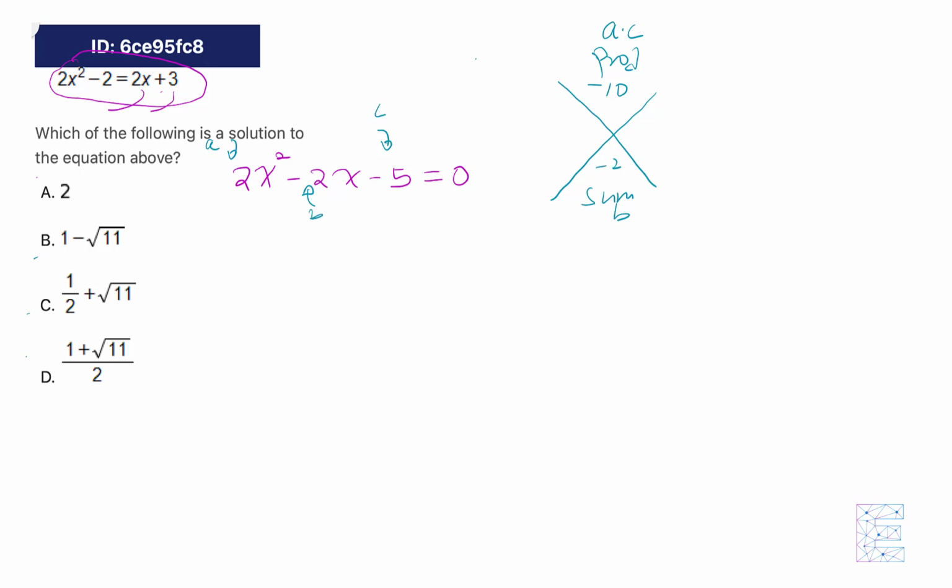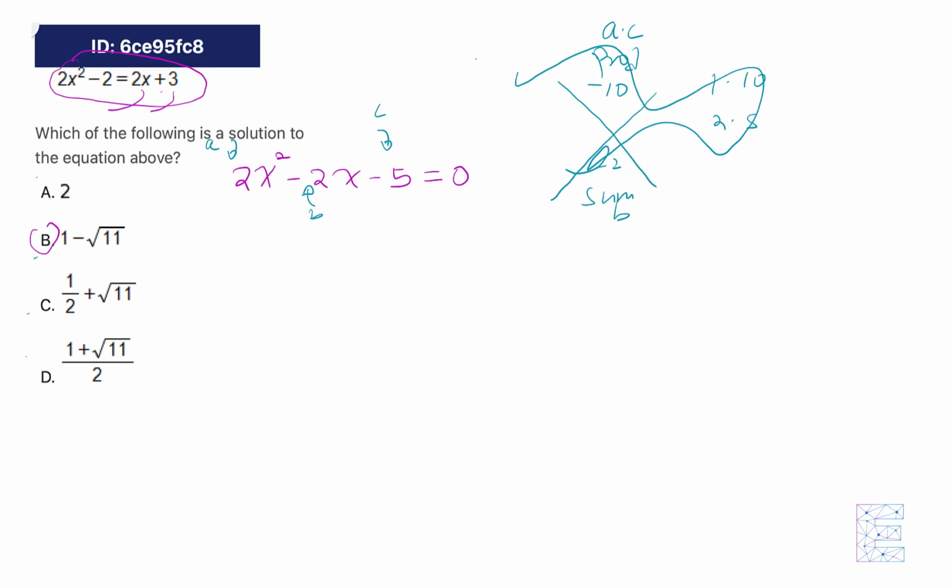I promise you, you can't find any pair of numbers that when multiplied gives you negative 10, and when you add, you get negative 2. Why? Because 1 times 10, 2 times 5, it's just not going to work. So this has failed. Because this has failed, we then have to look for an alternative method.